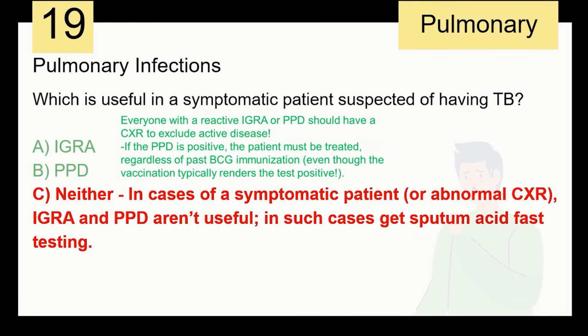And I wrote over here that everyone with a reactive IGRA or PPD should have a chest x-ray to exclude active disease. If the PPD is positive, the patient must be treated regardless of past BCG immunization. And this is even though the BCG will typically render the test positive.